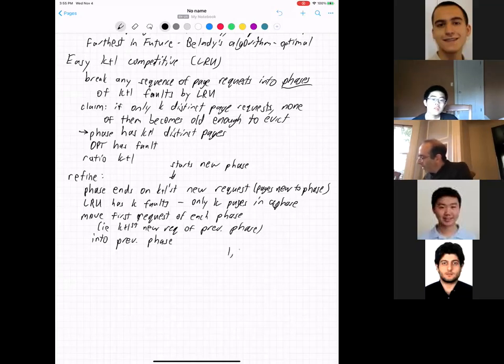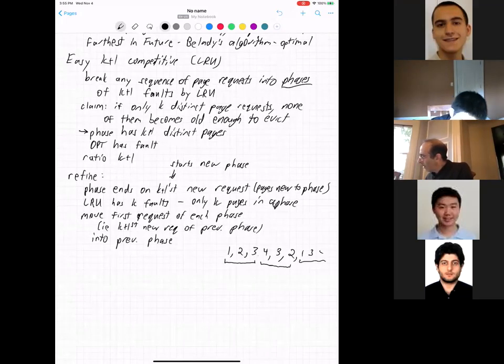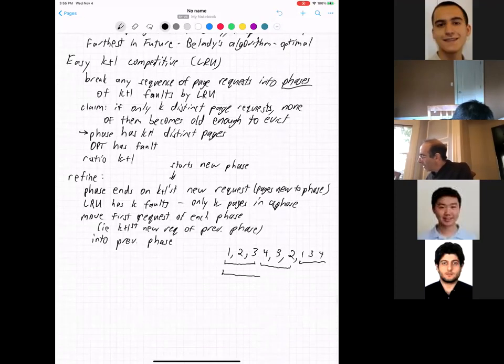Essentially, if my sequence of requests was something like this, and k is 3, my phases will look at 3 new pages at a time, but I'm now going to adjust the phases so that I take the first request of each phase into the previous phase. And now what can I say about opt on the new phases?